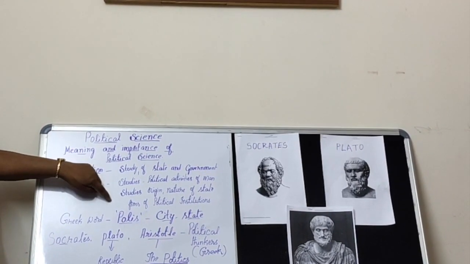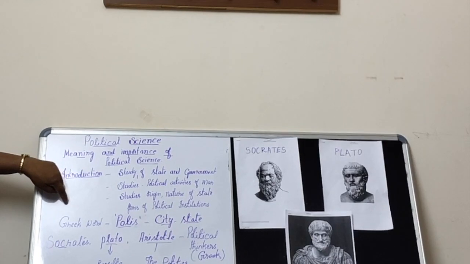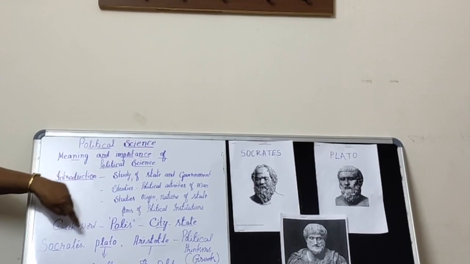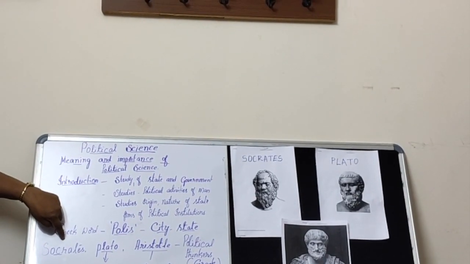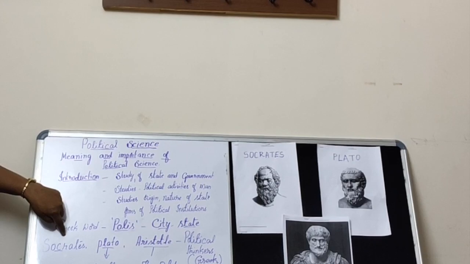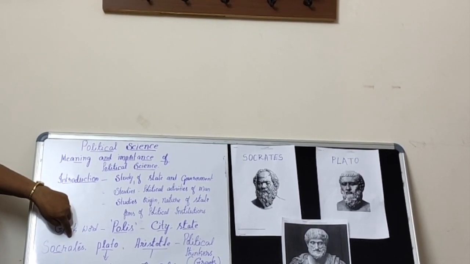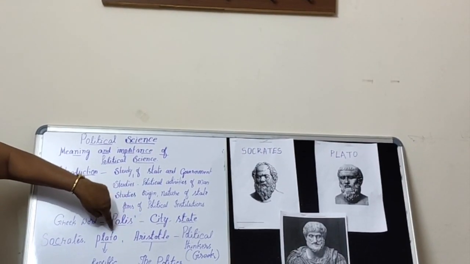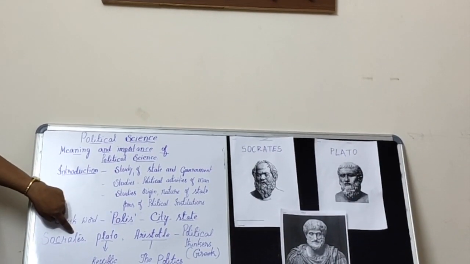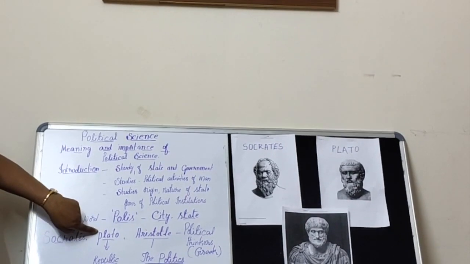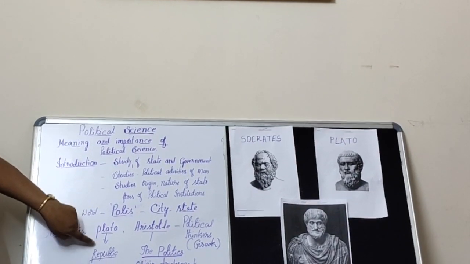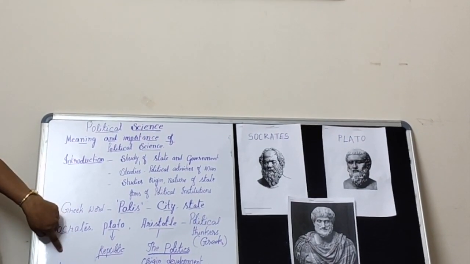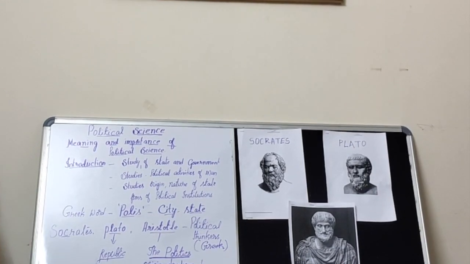The word polis is derived from Greek, which means city-state. The great philosophers, thinkers of ancient Greece are Socrates, Plato, and as well as Aristotle. Plato was a disciple of Socrates. He wrote a book called Republic. This book explains nature and functions of state.